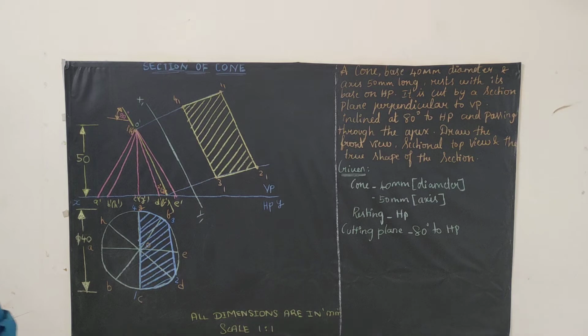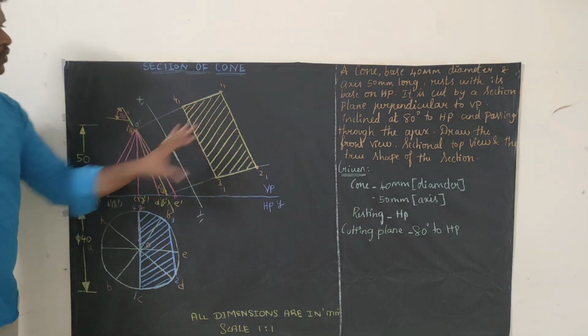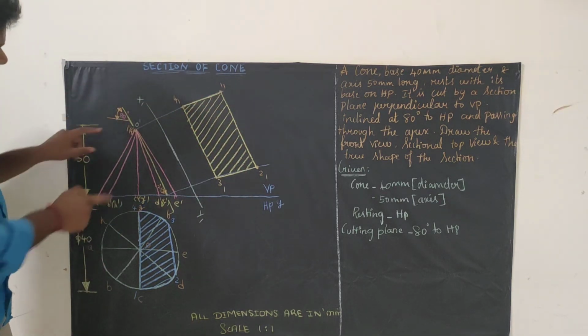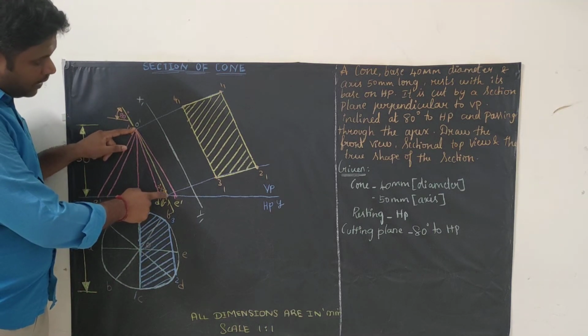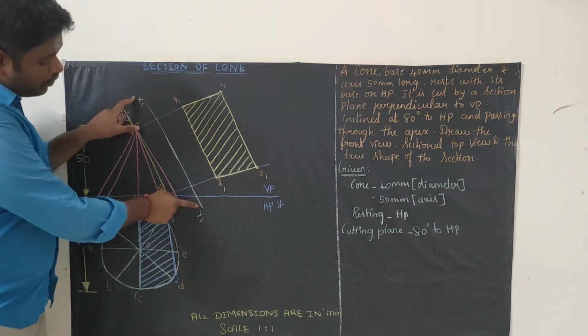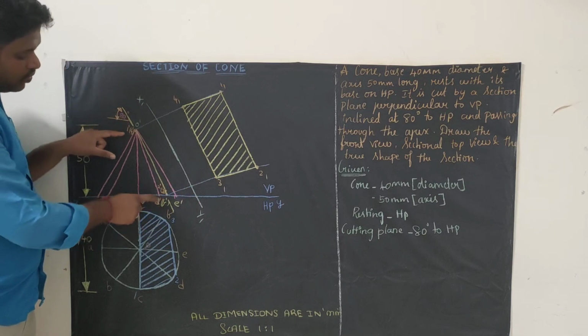So next thing is we are going to draw the true shape of the section. How we have drawn here? See, this is the cutting plane. That is, whatever I drew with yellow is the cutting plane. The new reference line should be parallel to the cutting plane. So we have drawn the cutting plane, right?